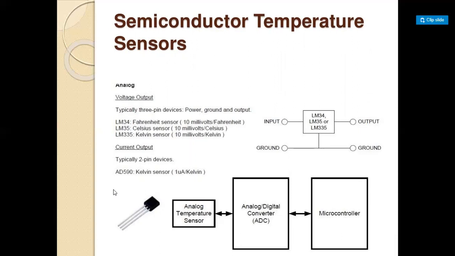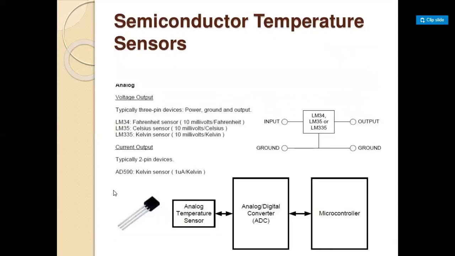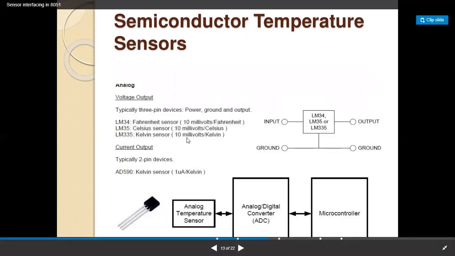The analog output voltage is a 3-pin device: power input, output, and ground. This is my LM35 or 34 series. When we are talking about the 34, the Fahrenheit sensor is 10 millivolts per Fahrenheit, the 35 is a Celsius sensor at 10 millivolts per Celsius, and the LM335 is a Kelvin sensor at 10 millivolts per Kelvin. And this is my output. Typically two devices are here.